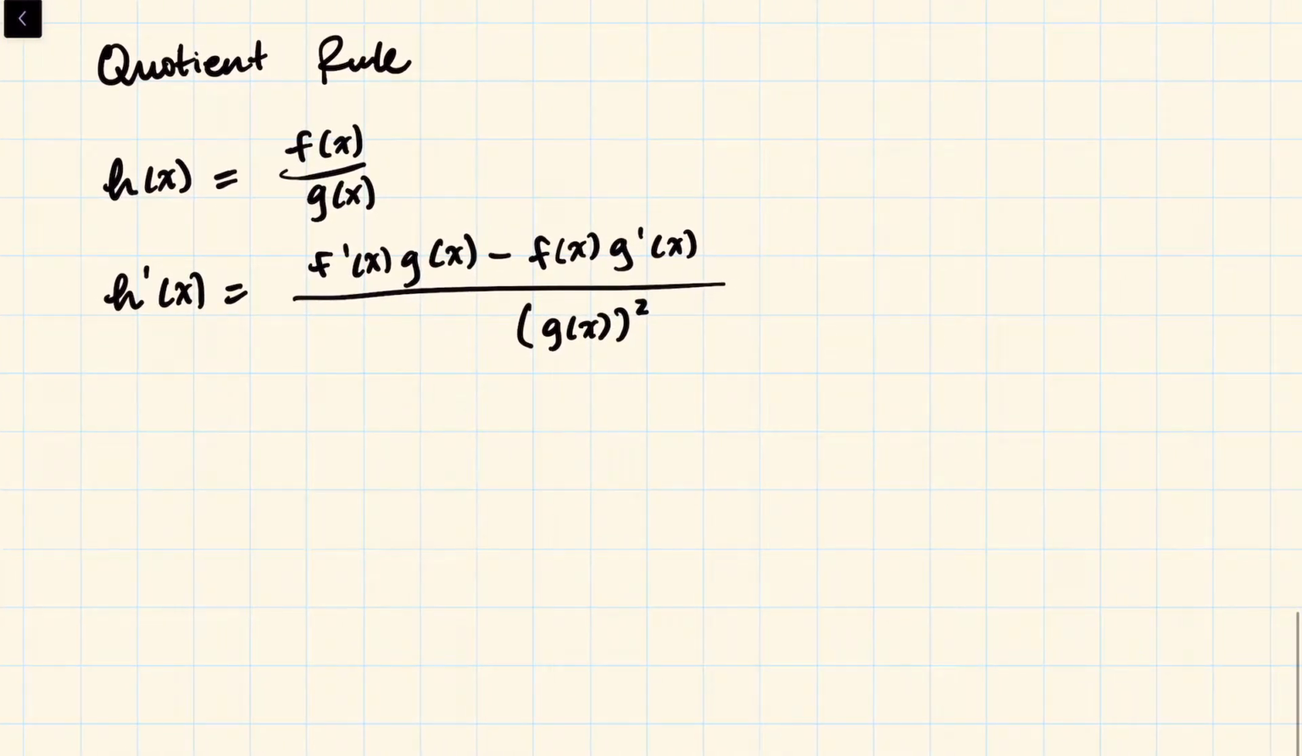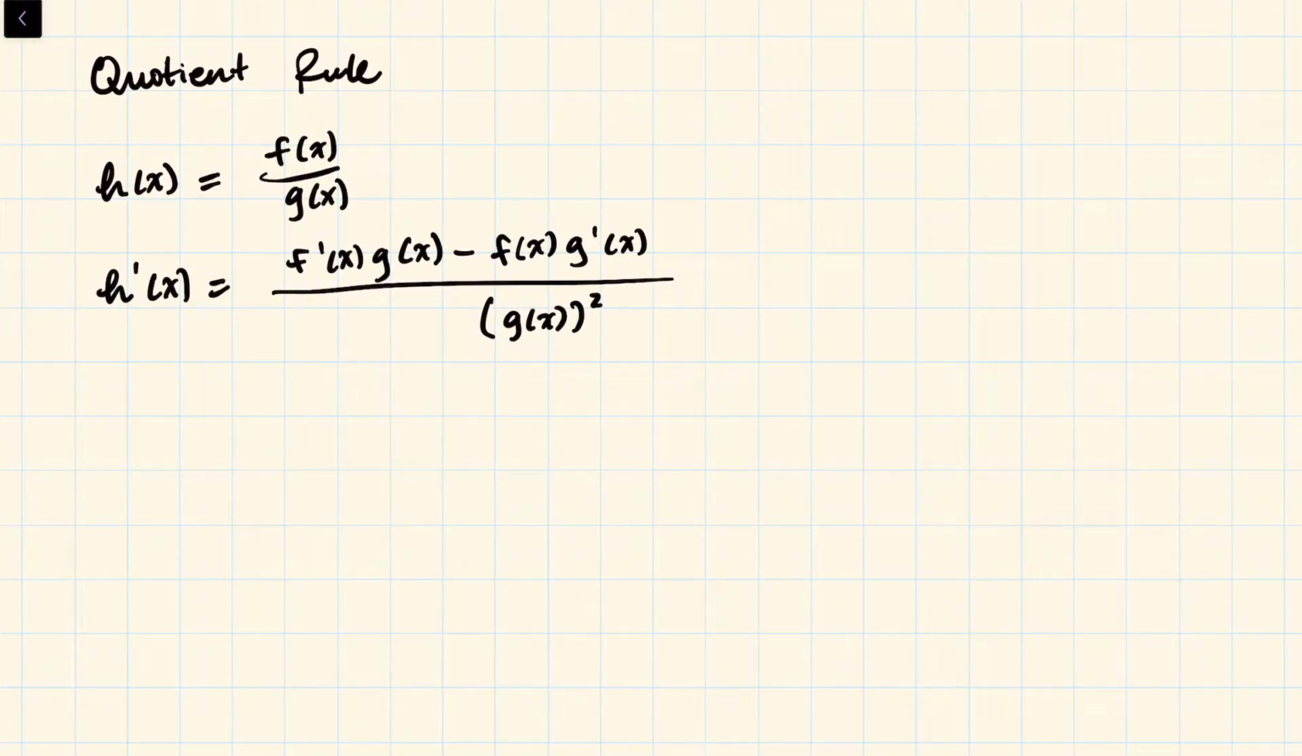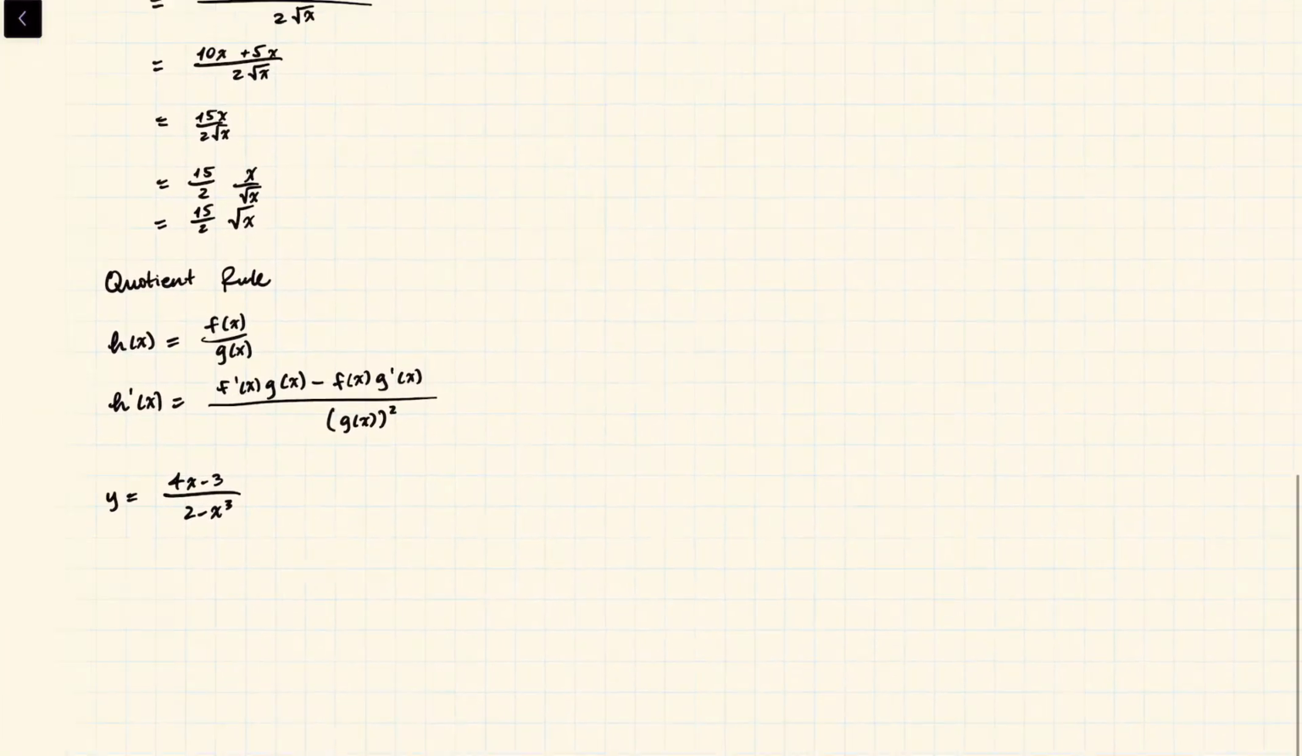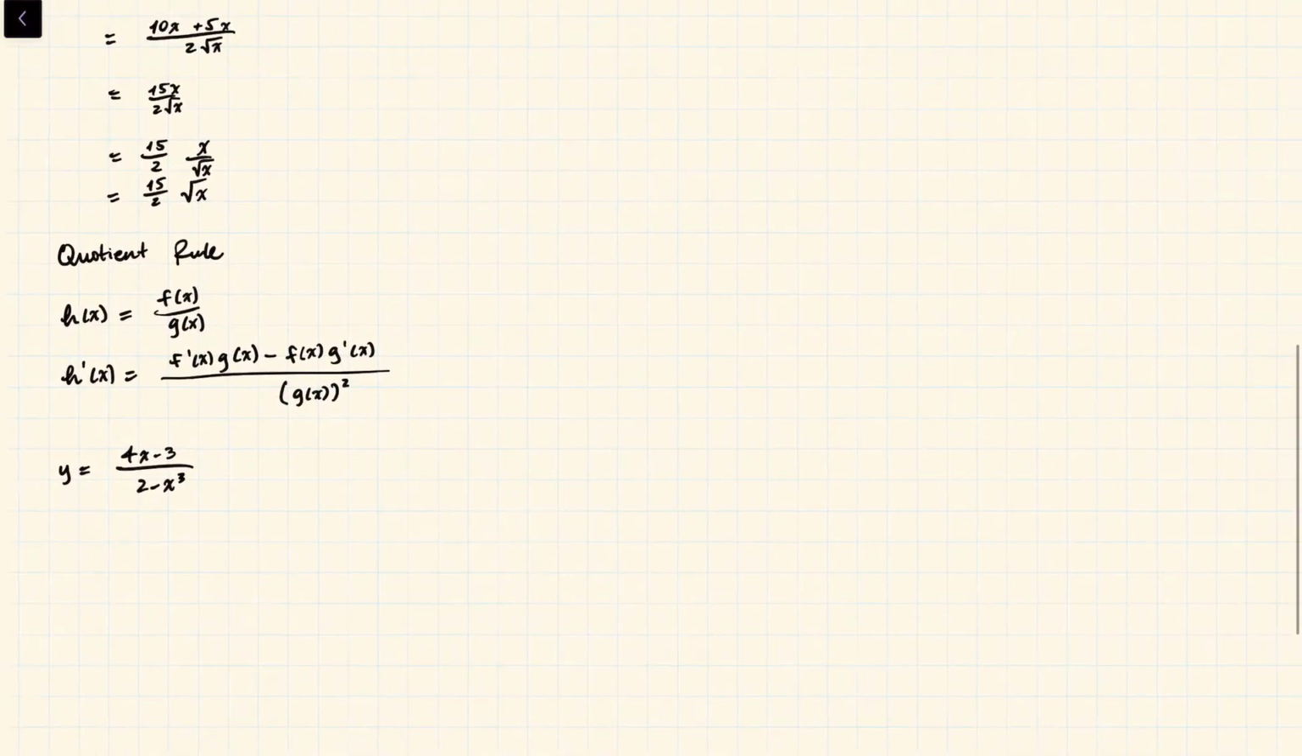Okay. So let me get into an example here now. Let's say we have y is equal to 4x minus 3 over 2 minus x cubed. Okay, the product rule might have been better to use an example like this too.